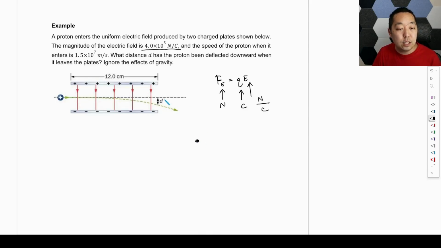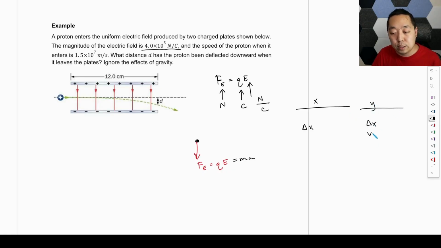Now, this is a little bit like projectile motion because it's subject to an electrostatic force, which is equal to Q times the electric field, right? And that's equal to ma. So there's an acceleration going on. So let's think about our projectile motion setup, right? X, Y. We list out our kinematic variables. This is our process for projectile motion, right?